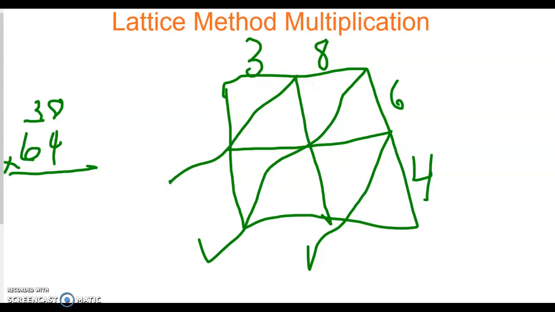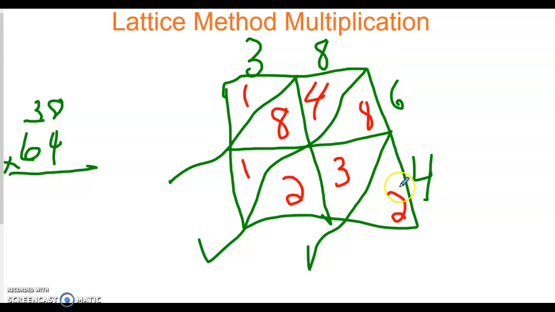All right. I'm going to switch colors. I know that 8 times 6 is 48. There are 4 tens, 8 ones. Good. I know that 8 times 4 is 32. So we have 3 tens, 2 ones. I know 3 times 6 is 18, 1 ten, 8 ones. And 3 times 4 is 12, 1 ten, 2 ones.